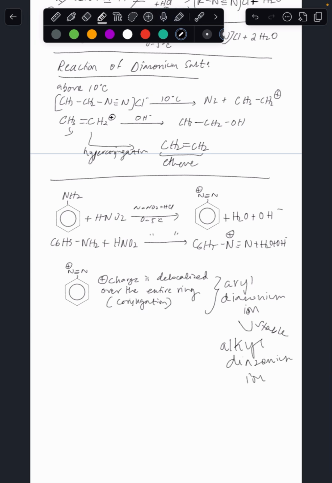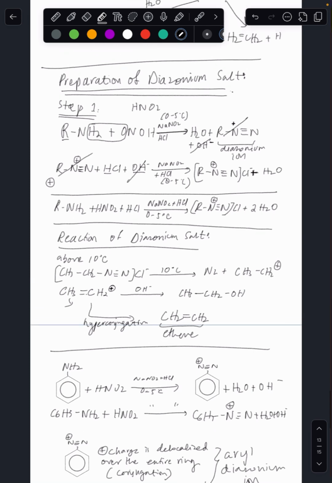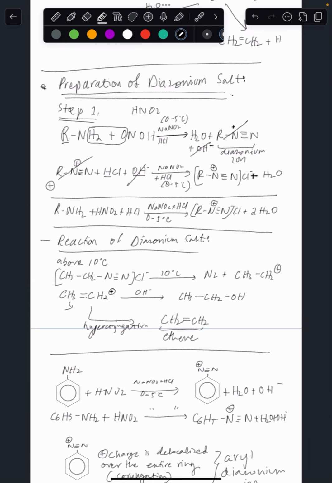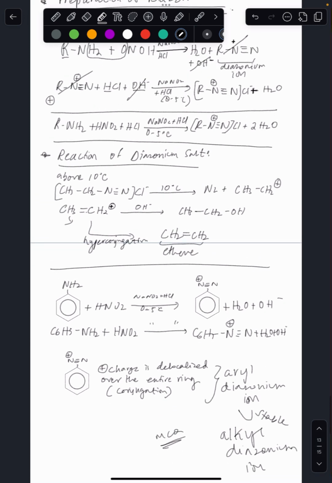So this conclusion is important from an MCQ point of view, and these two reactions are actually really simple, so anything could come from the organic part, so we've got to prepare it.